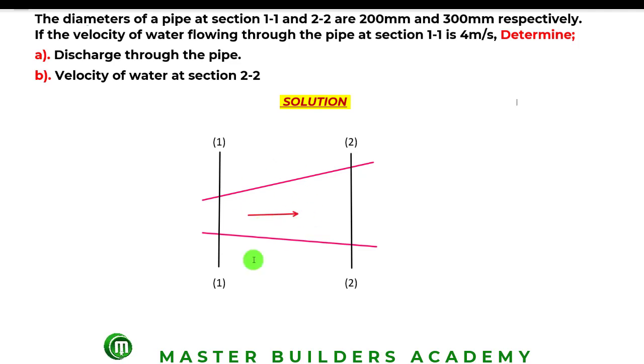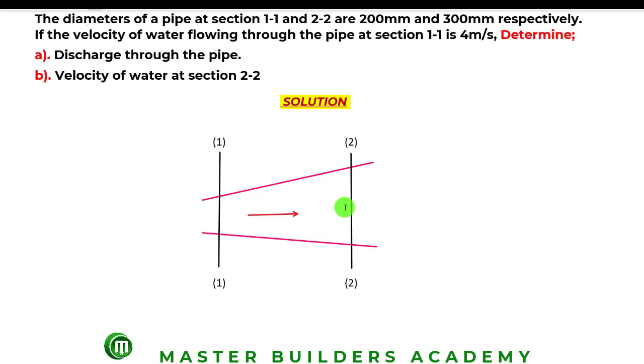So guys, because this pipe is one pipe, whatever enters through section 1 is the same thing that will be discharged at section 2. That means the rate of flow at section 1 is equal to the rate of flow at section 2. So now let's begin. At section 1 we will bring out the parameters, and at section 2 we will equally bring out the parameters.